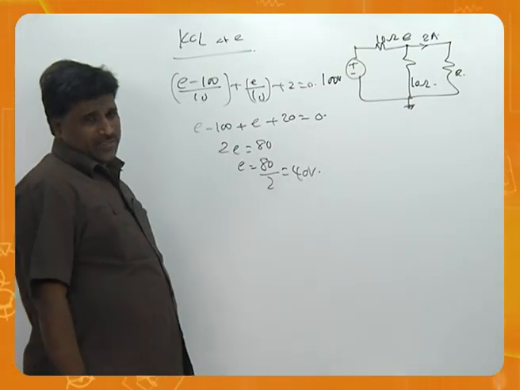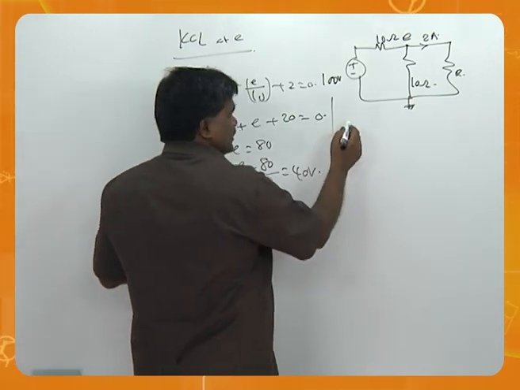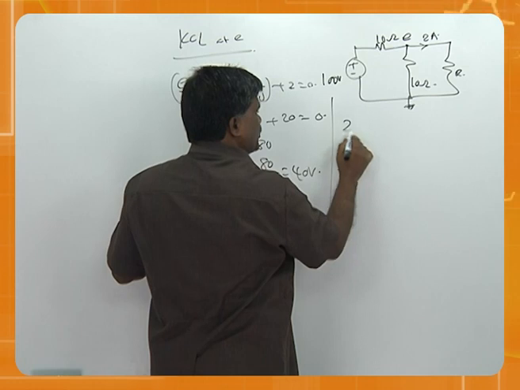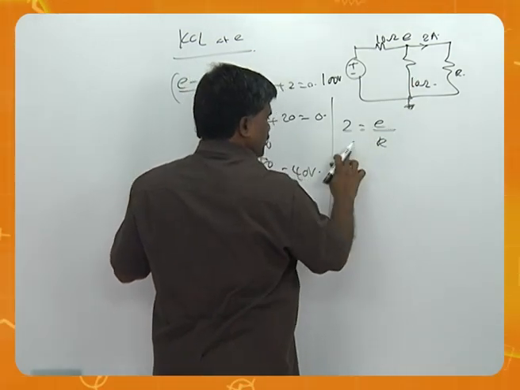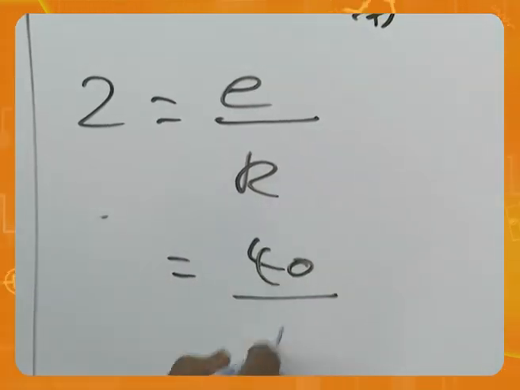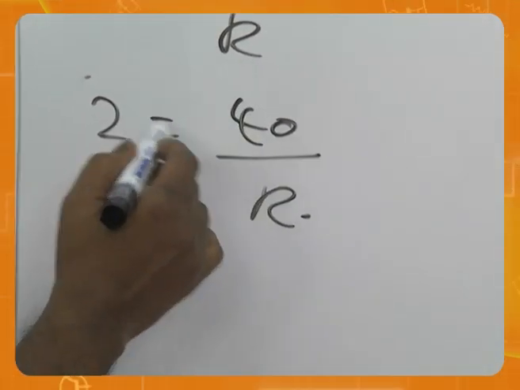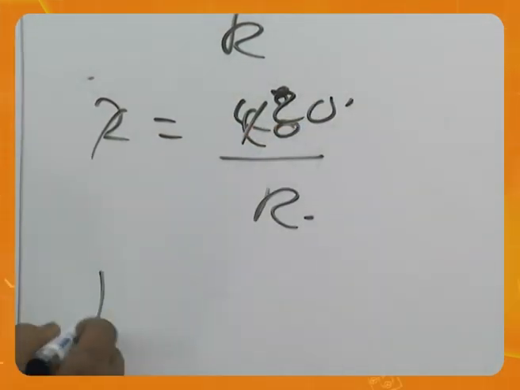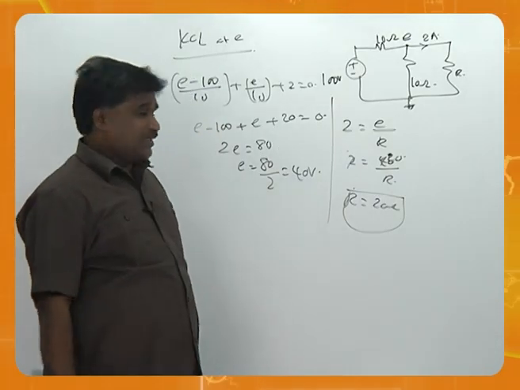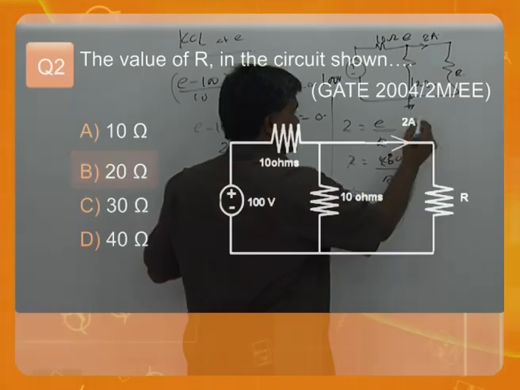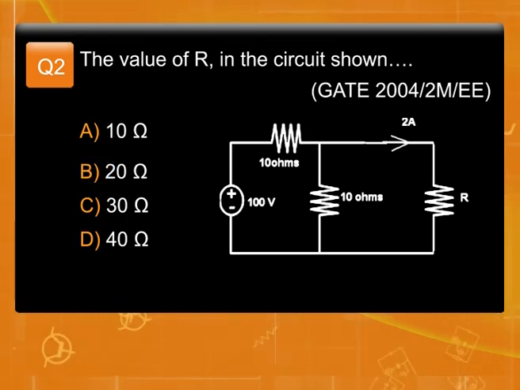So when this is 40, now I need to estimate R. I can easily do that. For example, what is the current in this? 2 amperes. E minus 0 by R. Therefore, 40 by R is equal to 2. And by that you can say, if you cancel this, 20 comes there. So the answer is 20 ohms. So among A, B, C, D, the answer is option B, that is 20 ohms.